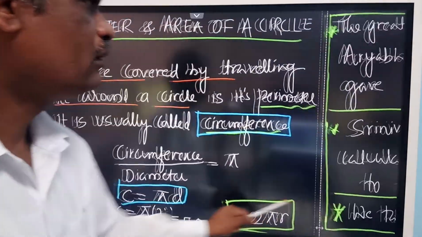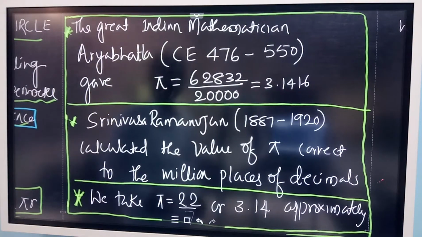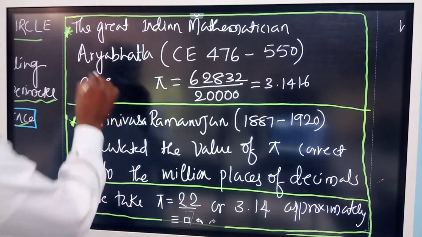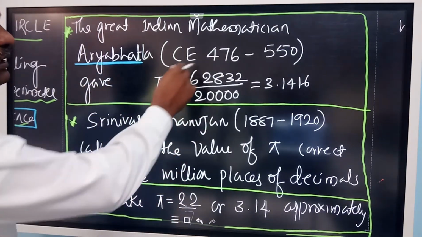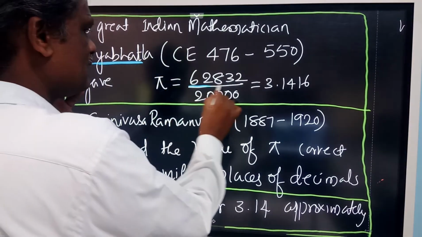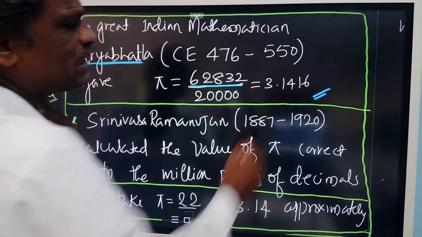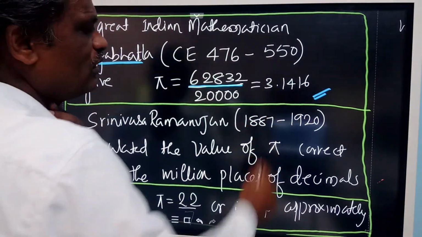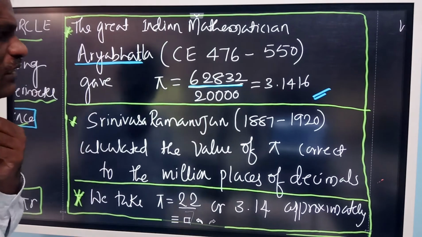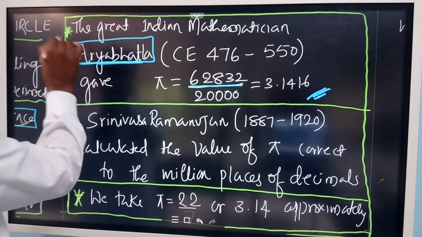Now, related to the value of pi, the great Indian mathematician Aryabhatta, who lived from 476 CE to 550 CE, gave the value of pi as circumference divided by diameter. He gave it up to 4 decimal places: 3.1416. This is the value of pi given by the great Indian mathematician Aryabhatta.